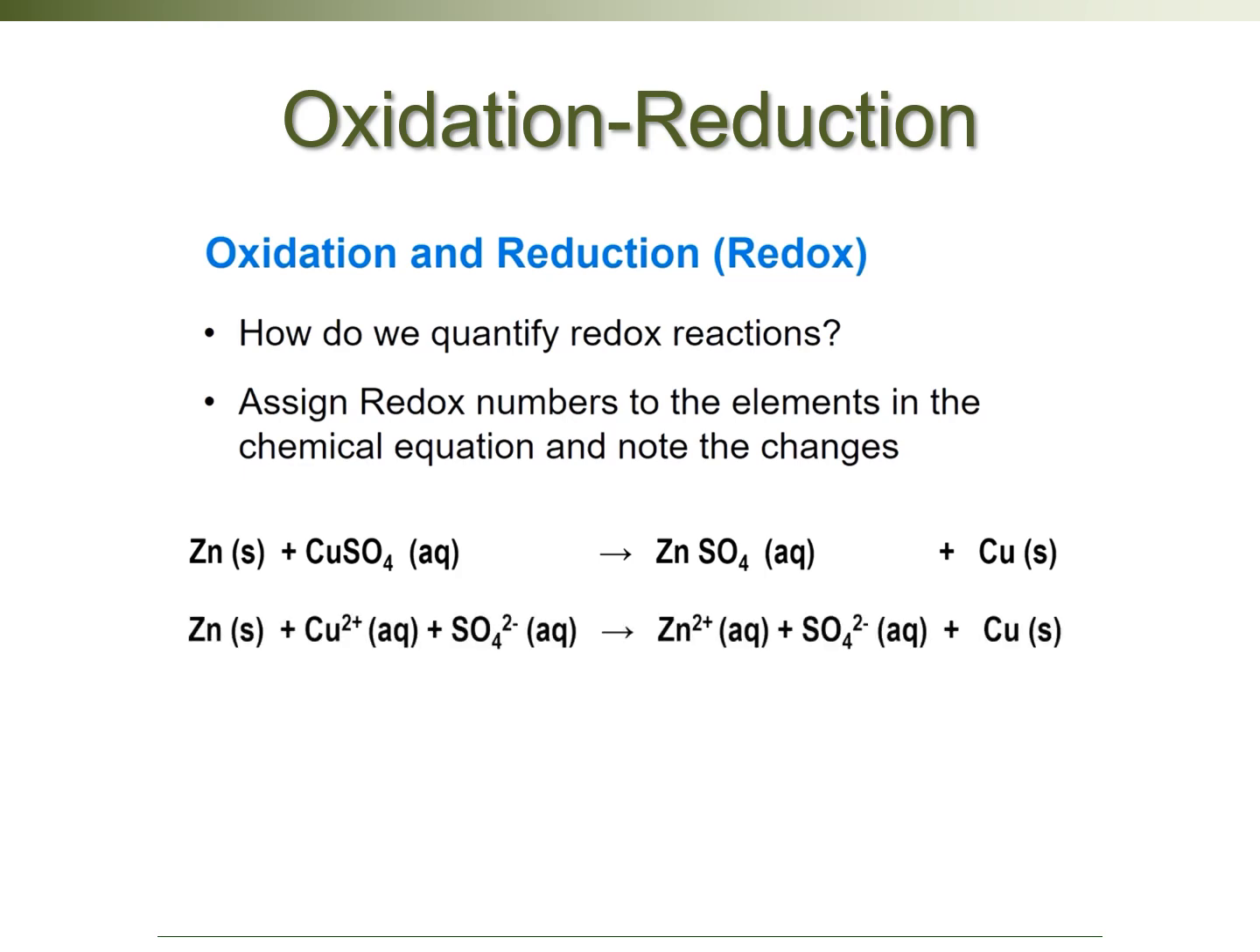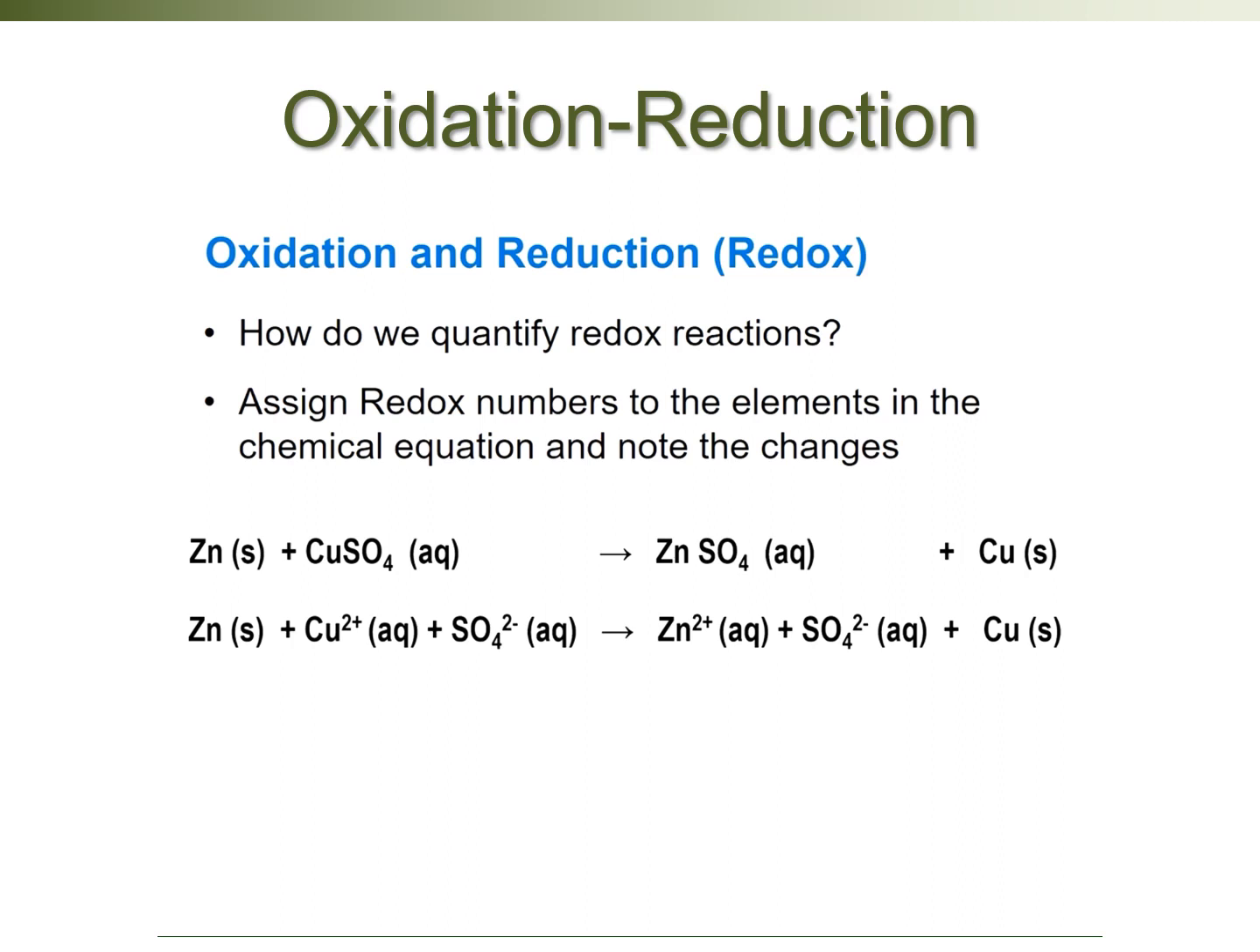So what I've done here is I've left zinc solid as it is, but I've taken the copper out of the copper sulfate. And so I have copper, and then I have the sulfate ion. And I'm going to leave the sulfate ion as a polyatomic ion. It's easier to work with this way. And then on the other side of the arrow, we have zinc as an ion and sulfate as an ion, and then copper as a solid.